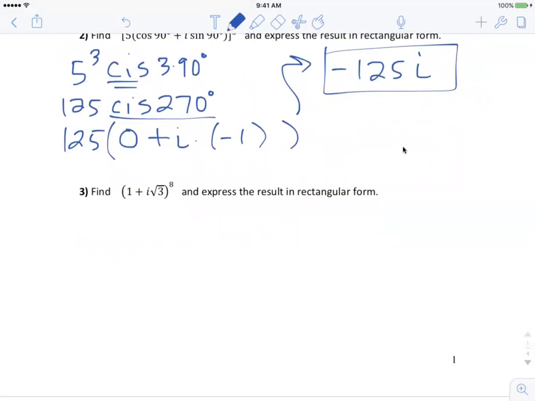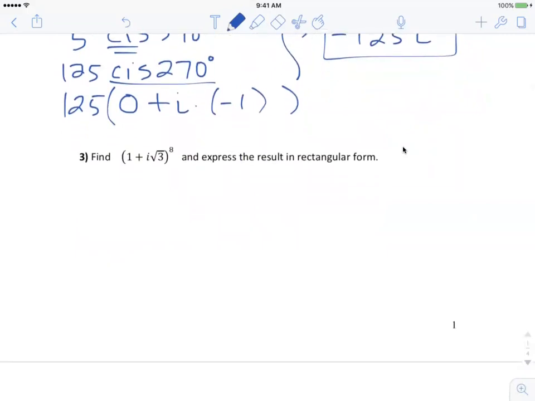Oof. Here we have rectangular form to the 8th power. All right, so again, if we're going to use the theorem, we're going to have to convert that first to trigonometric or polar form. So I'm going to find r. This is like going back to the last section. r is the square root of 1 squared plus √3 squared.